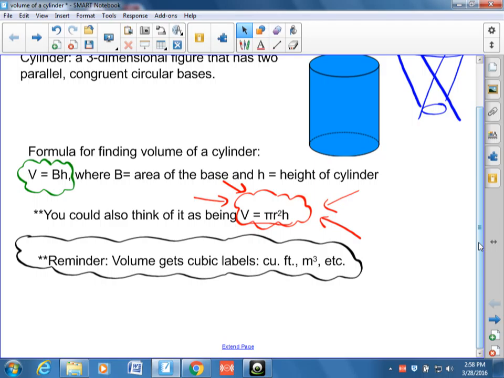So what I did is I put the formula very specific to a cylinder, and that has the little red fluffy cloud around it. The big B has been replaced with an area formula for a circle, which is pi r squared h. So we've got pi r squared. This is really the big B right here. And then the h is height, like it was before. So let me get rid of that. This you need to have memorized.